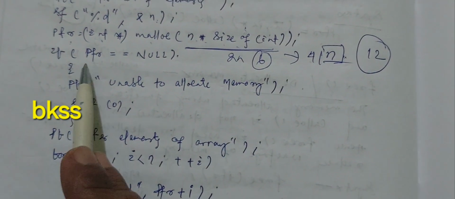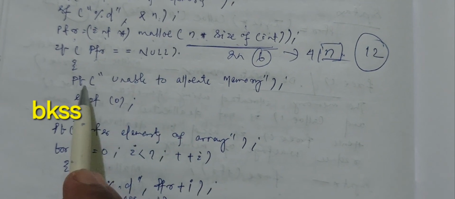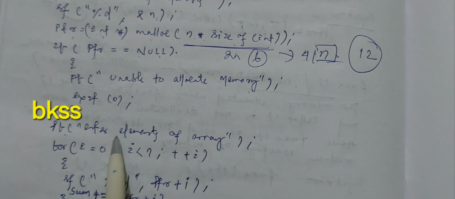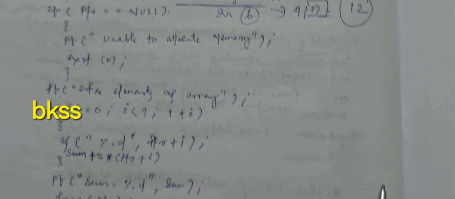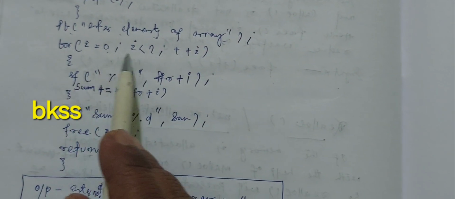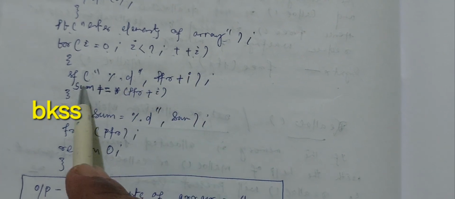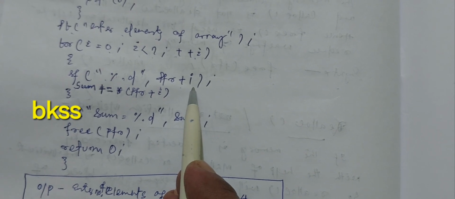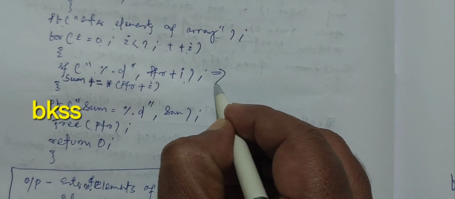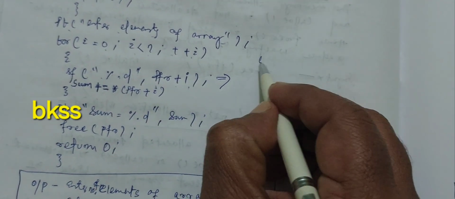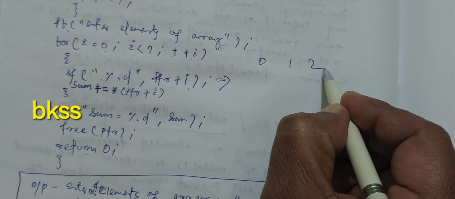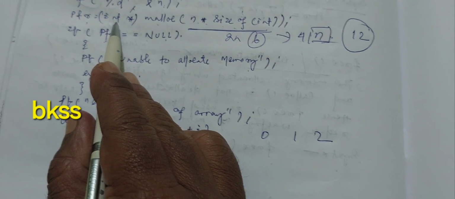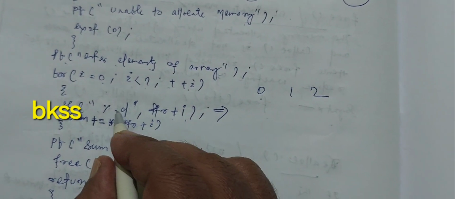So we check if ptr is equal to NULL, which means it was unable to allocate the memory. Otherwise, printf "enter the elements of the array". For i = 0, i < n, i++, we are using a loop here so that we get the input: scanf %d, ptr + i. Suppose we are getting three values, so it will be indices 0, 1, 2. ptr is the first location, ptr + 0 will be accessed by the %d.